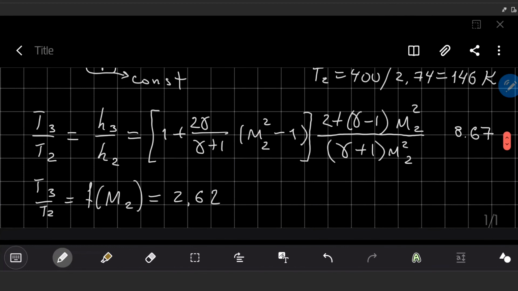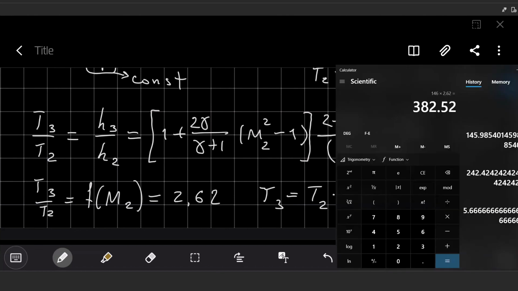So now I will just calculate T3, which is equal to T2 multiplied by my 2.62. And I will calculate how much it is. So I will use my 146 and multiply by 2.62. That is 382, or approximately 383 Kelvin. And this is a very interesting result.